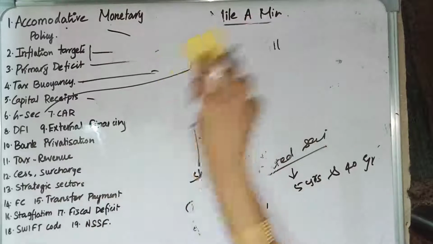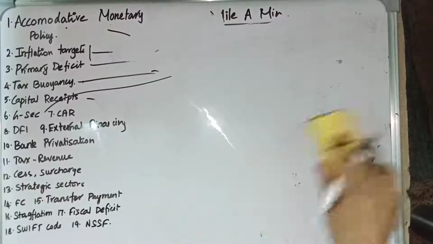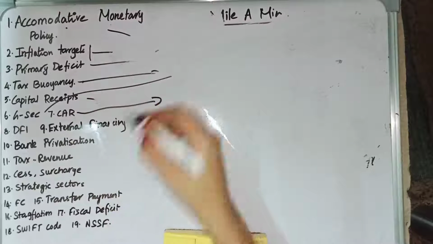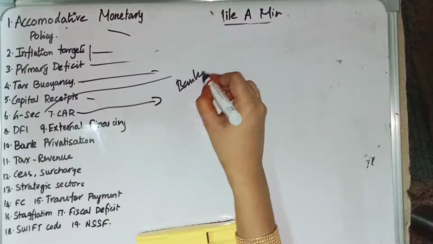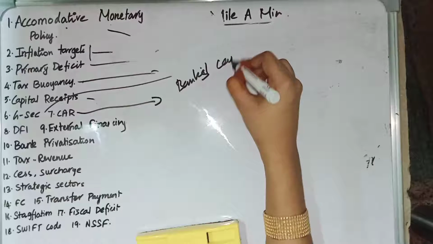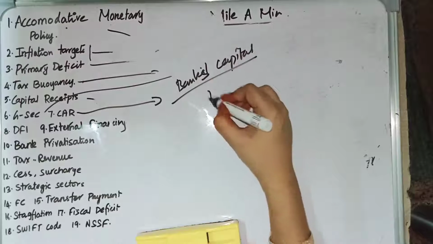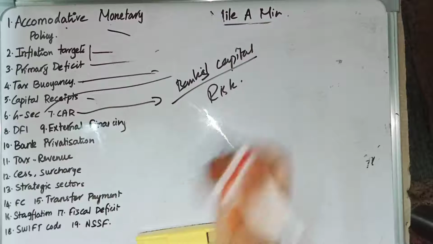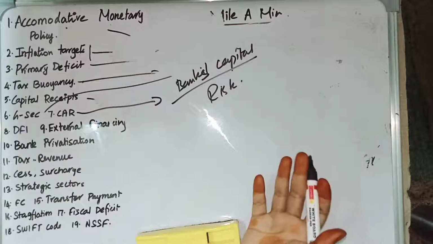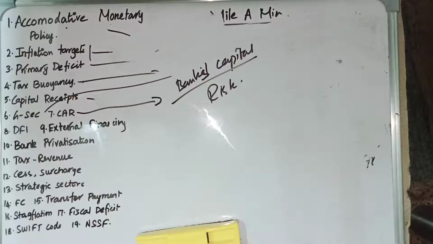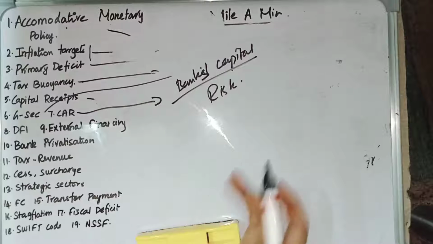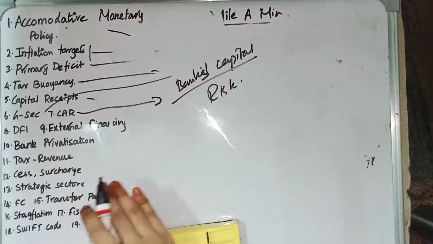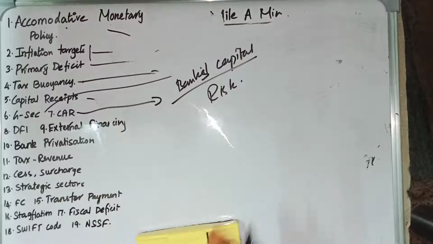Then we have CAR. CAR stands for Capital Adequacy Ratio. It is the ratio of the bank's capital to its risk, bank capital divided by risk. In other words, it is the ratio of the bank's capital in relation to its risk-weighted assets and current liabilities. It is also called the capital to risk-weighted assets ratio.